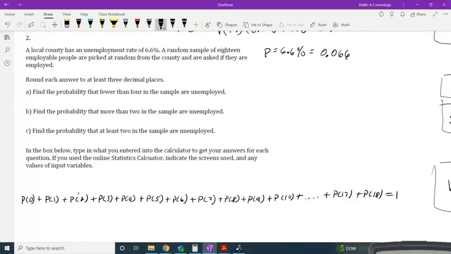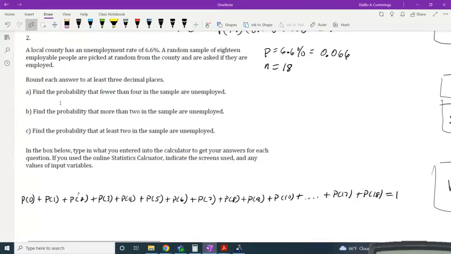A random sample of 18 employable people are picked. So what is the 18? Is that N or is that X? Number 18. So is that the number of trials? Or that would be the number of trials, right? So N is equal to 18. All right, so we've established P and N. X is going to be given in the actual problems.